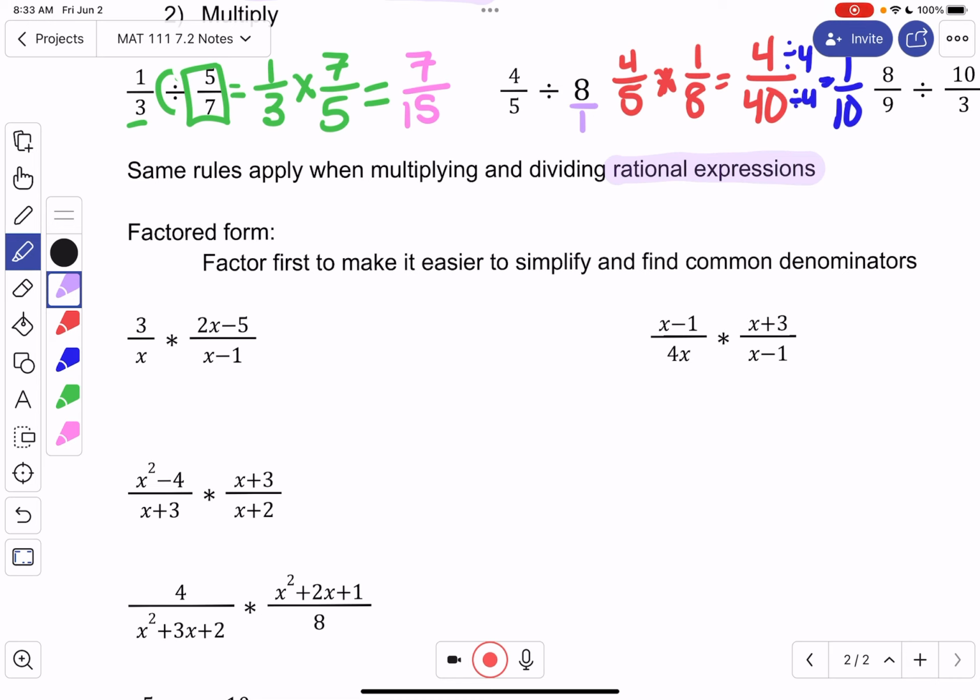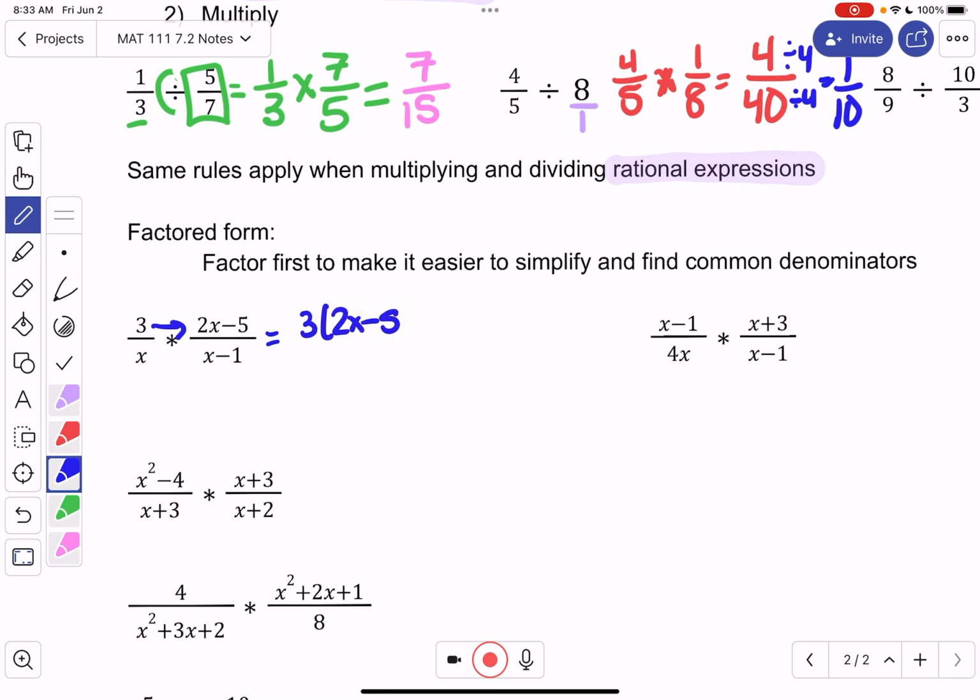The same rules apply when you're doing a rational expression. So it doesn't matter if it's numbers or letters, the same rules apply. If you have something on the top and the bottom, you can cancel. You still multiply straight across. So if I were to do this one, I would get 3 times 2x minus 5 on the top and x times x minus 1 on the bottom. That's as far as we can go. Nothing else factors, so we stop there.